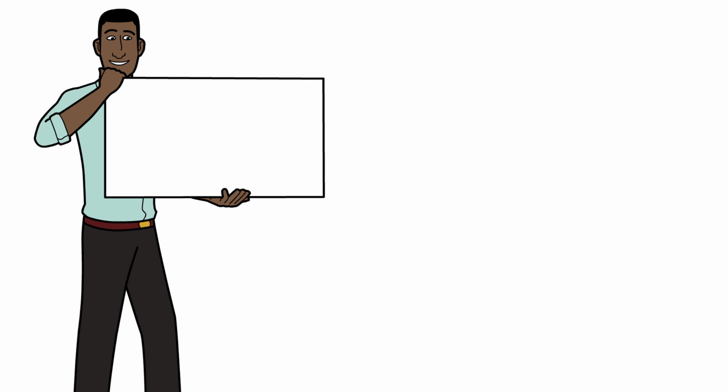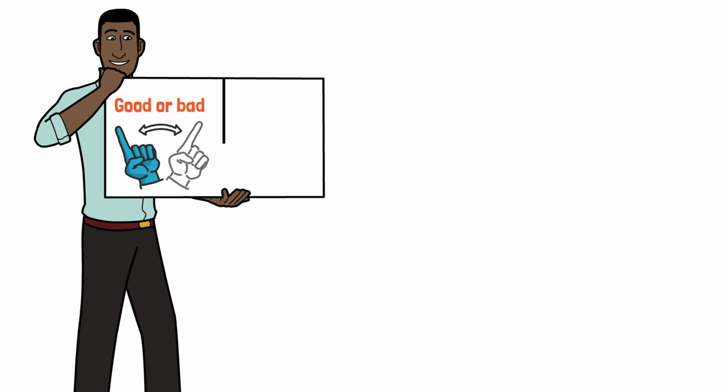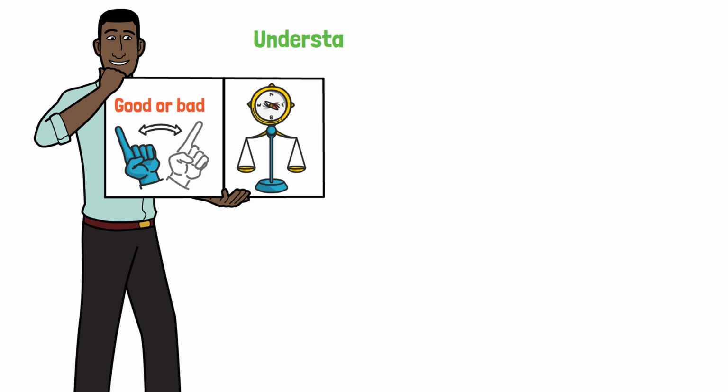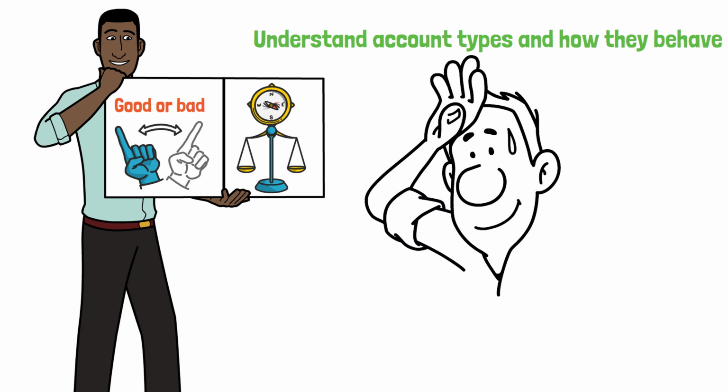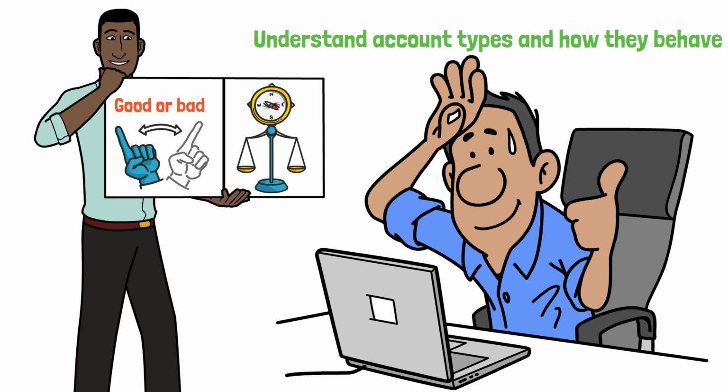So remember, debits and credits are not about good or bad. They're about direction and balance. Once you understand account types and how they behave, accounting becomes much less mysterious.